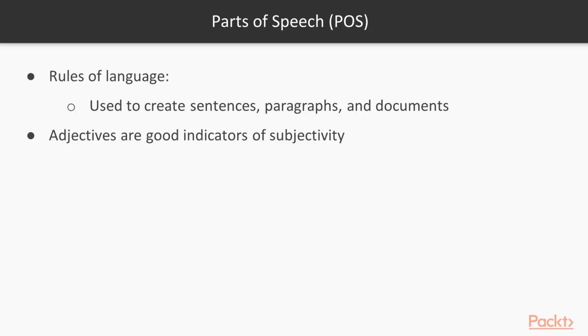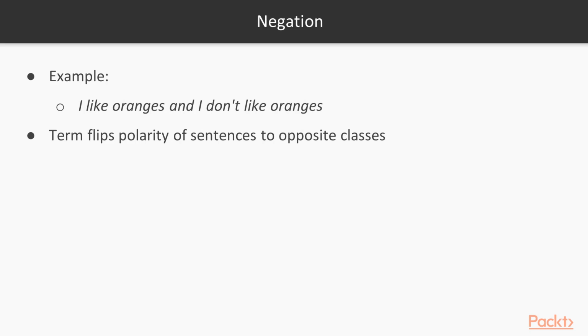Parts of speech, POS. POS are rules of language which are used to create sentences, paragraphs and documents. In its simplest form, adjectives are usually pretty good indicators of subjectivity. Not always, though. In the case of sentiment analysis, negation plays an important role. For example, sentences such as "I like oranges" and "I don't like oranges" differ only in the word "don't", but the negation term flips the polarity of the sentences to opposite classes, positive and negative respectively.